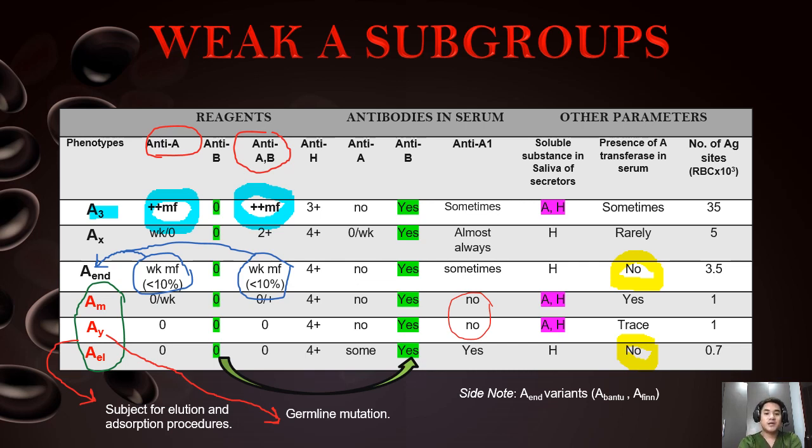So for your soluble substances in saliva, only A3, AM, and AL produce both of the H and A soluble substances, while only A and AL red cells show a complete absence of A transferase in their serum samples. And lastly, your AM and AY red cells demonstrate a complete absence of the anti-A1 in serum sample, and that is for your weak A subgroups.